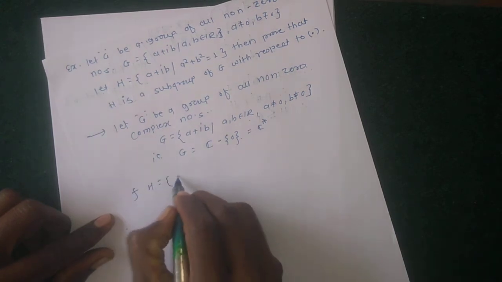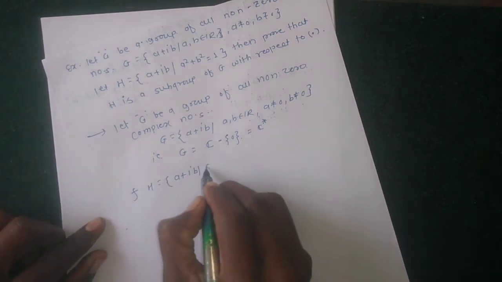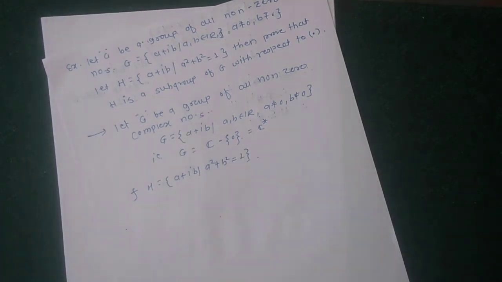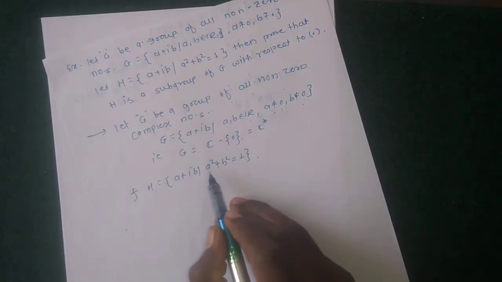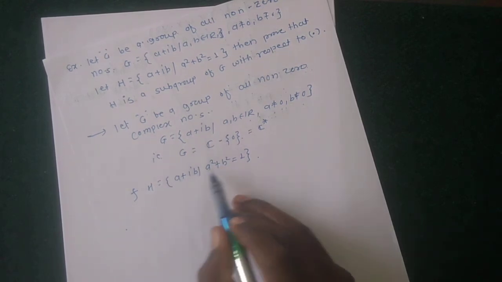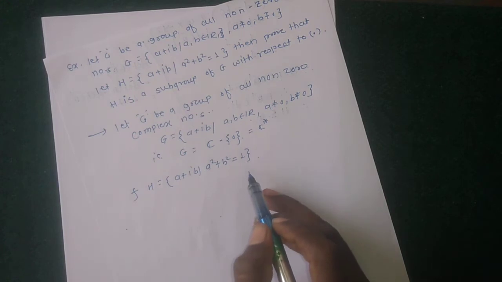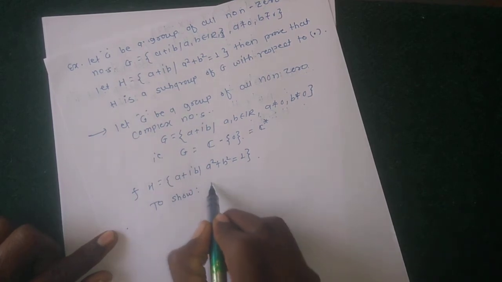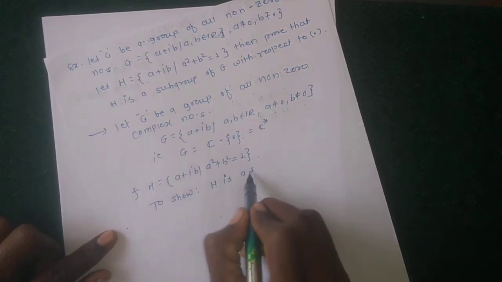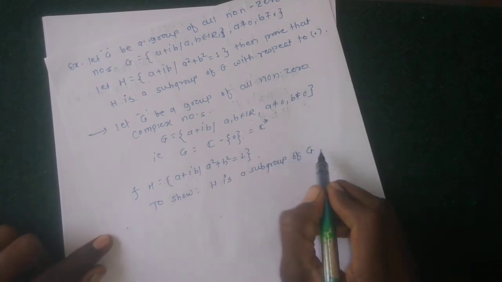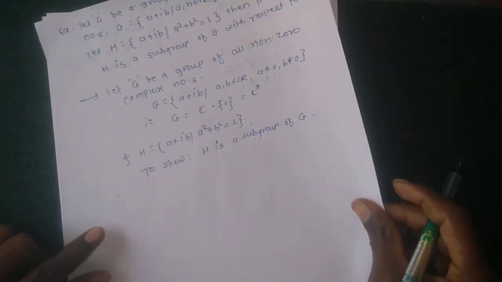And H is given as the set of the form a plus ib, such that a square plus b square equals 1. These are elements of the form a plus ib such that the sum of the squares of their coefficients is 1. Okay, a square plus b square equals 1. To show H is a subgroup of G. How to show H is a subgroup of G?